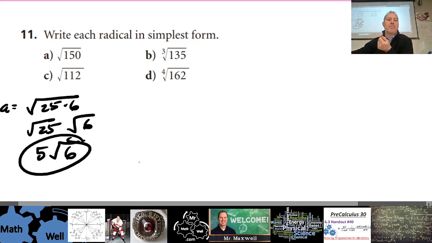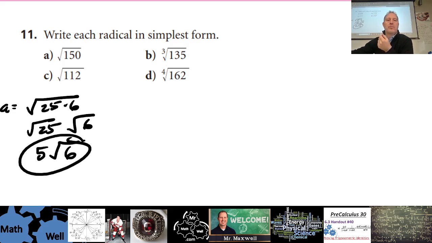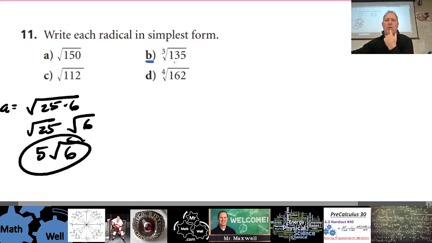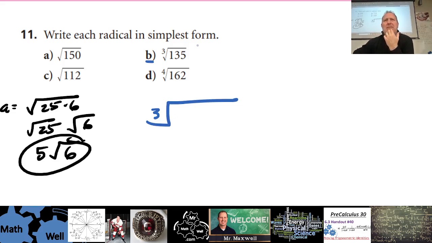Does that look good? B, cube root. Okay, B. So I'm looking for a perfect cube that's a factor of 135. Can I find one? Let's see. 135 divided by, what are my perfect cubes? 8. Can I do 135 divided by 8? Does that go evenly? Or what's the next one? 27. What's the one after that? 64. What do you think?